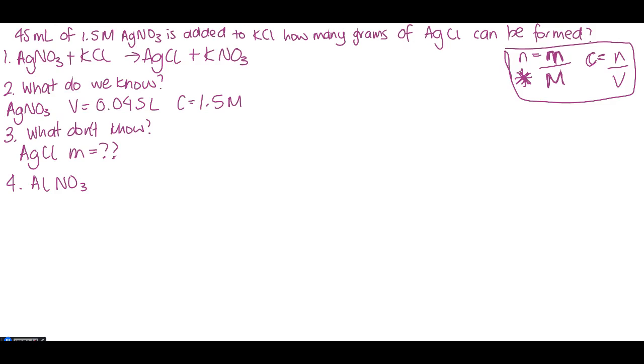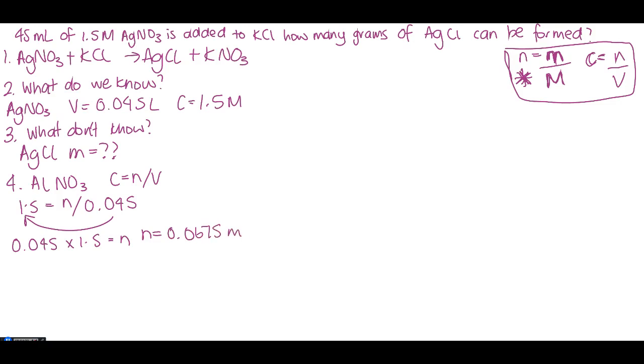So for our silver nitrate, we would use the equation C equals N over V. Now we know what C is, that's our concentration, which is 1.5. We don't know N, but we also know volume, which is 0.045. We rearrange our equation so that we have 0.045 times 1.5 equals N. So N equals 0.0675 moles.